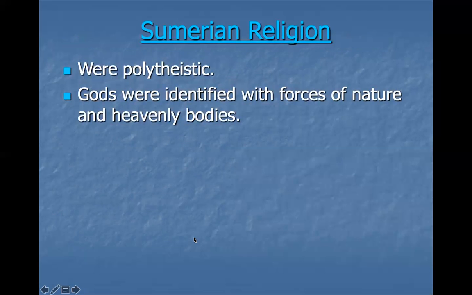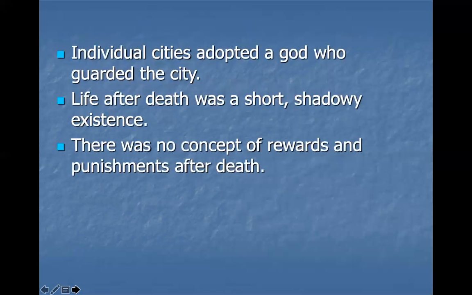Sumerians were polytheistic. The gods were identified with forces of nature and heavenly bodies. Individual cities adopted a god, and life after death was a short, shadowy existence. There was no heaven or hell. It was just where you go when you die. No reward, no punishment. Now, the reason I'm going over these two is these are things you can use to write your project. This is what you would write about.